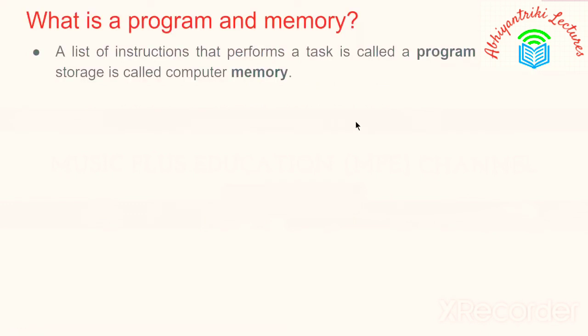So what is a program and memory? A list of instructions that performs a task is called a program. We have seen 3 instructions, right? That is a list of instructions that performs a task. It's the addition operation task. That is called a program, and internal storage is called computer memory.